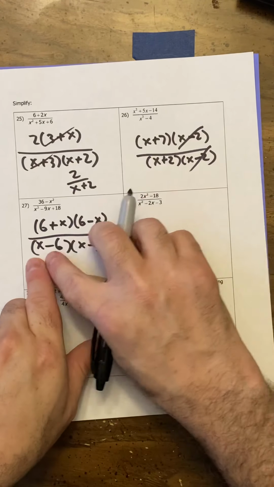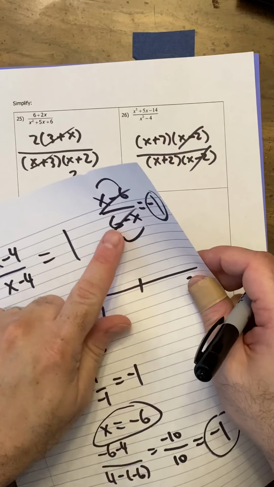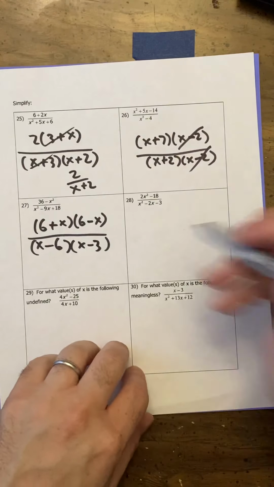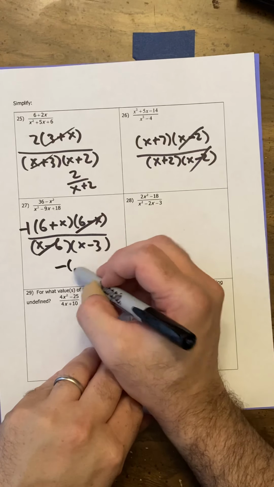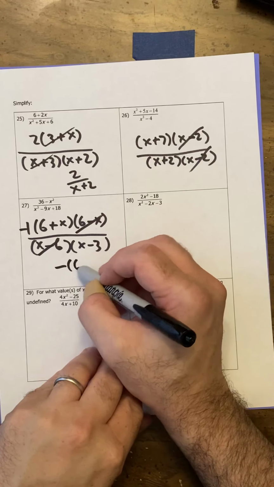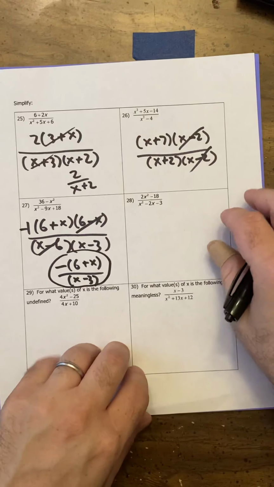Now 6 minus x and x minus 6, that's the issue we just talked about. It's not going to be 1, it's going to be negative 1. So when we cancel them out, we're going to get a negative 1 there. So our final answer is going to be negative 6 plus x over x minus 3. And it's because of this issue that we get the negative here, and this is going to be our reduced form.